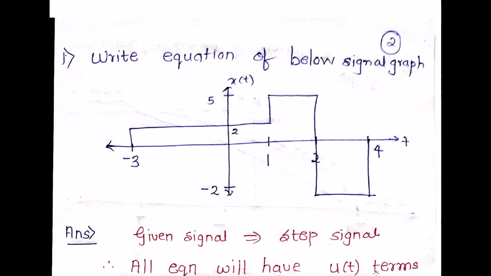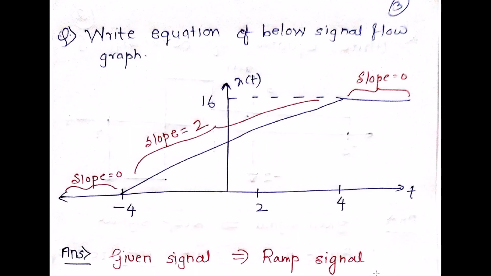So I have made you understand how to write down the particular equation from a step function signal graph and from a ramp function signal graph.